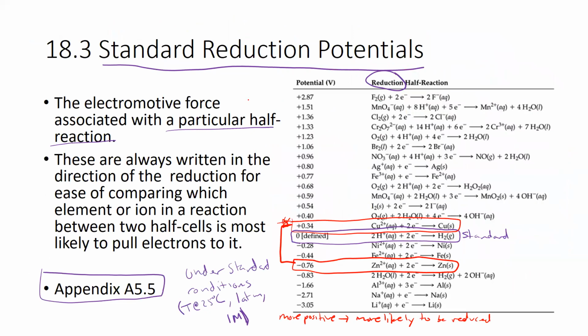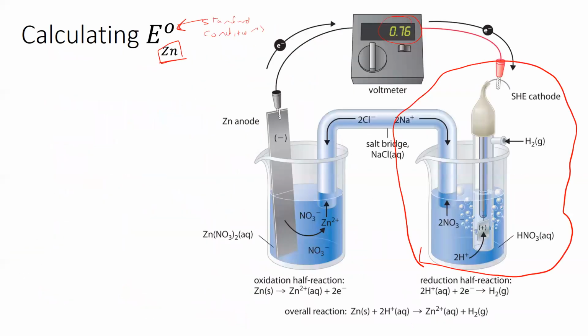And so notice you have positive and negative values, right? The positive value says it's more likely to be reduced, right? And so zinc in this case has a value that's more likely to be oxidized. But the thing about this hookup here is, you can sort of switch the direction of the sign that you would have in your electrode by switching the leads on here, right?